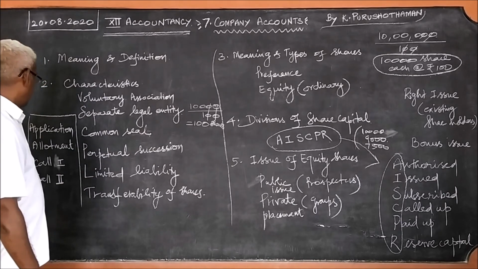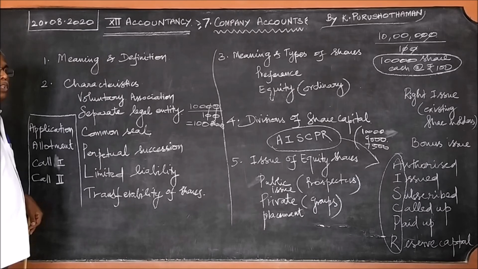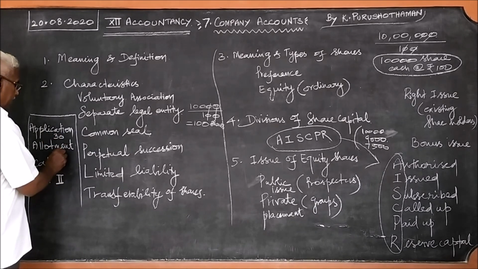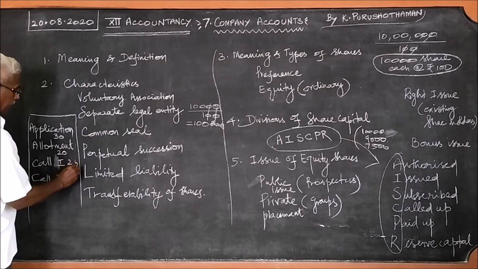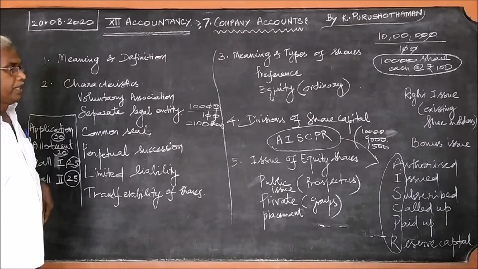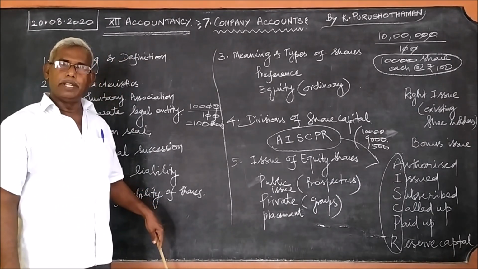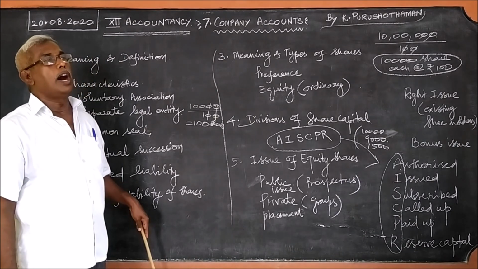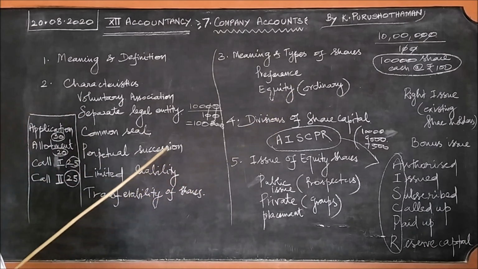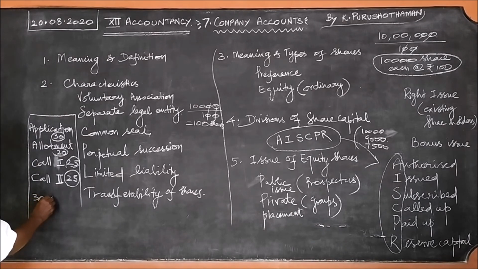Okay. Suppose I want to buy a share of value rupees 100. What should I pay? At the time of application 30, at the time of allotment 20, at the time of first call 25, and at the second and final call 25. Like this, in 4 or 3 installments, the share money can be paid. So, the company will call the shareholders who have applied for the shares. Suppose I applied for 100 shares, how much should I pay? 30 into 100 shares, I should pay 3,000 rupees.